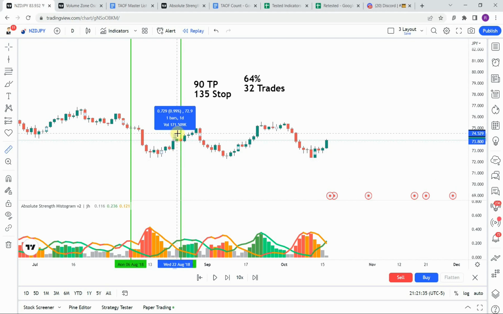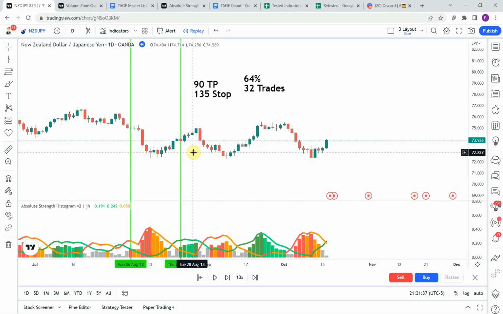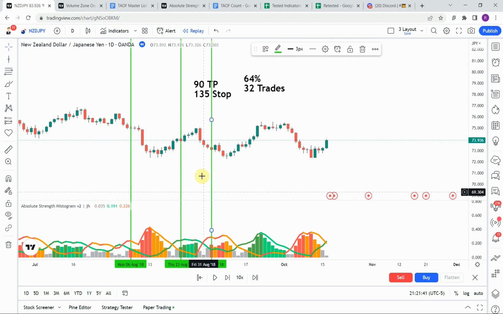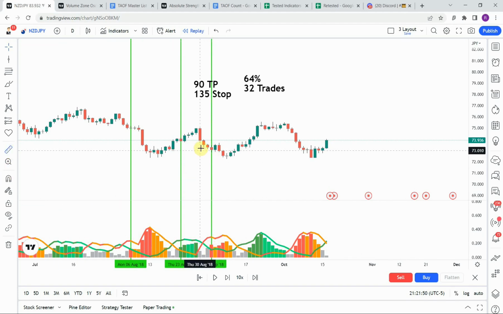And again, we got a push to the upside. Not as good as this one, but enough to get us to our take profit. Then moving forward here, pick up another short right there as we have the red orange line above the green, and we pick up a red bar right there. Looks like we might have just barely squeezed out take profit.